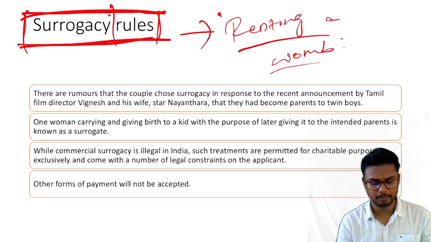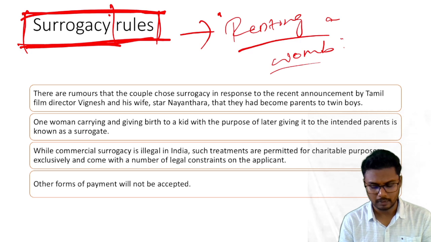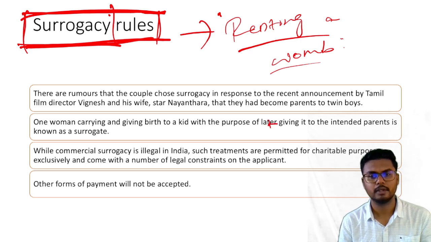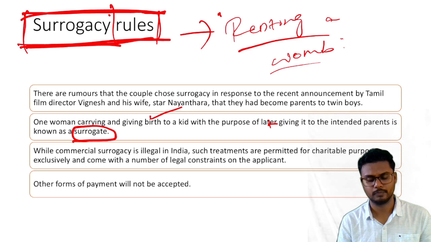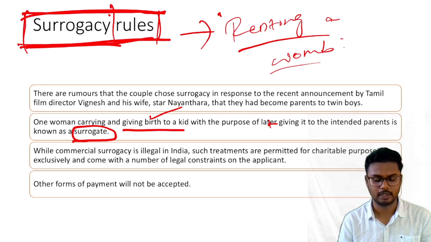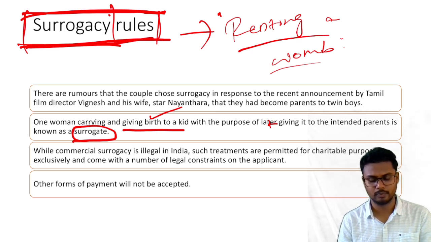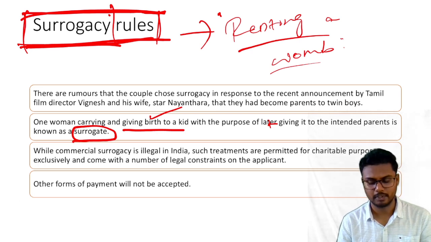Right. So basically, surrogacy means one woman carrying and giving birth to a kid with the purpose of later giving it to the intended parents. This is known as surrogacy. And the woman who is carrying the burden of giving birth to a kid is called a surrogate mother. So a surrogate mother is one who is carrying and giving birth to a kid with the purpose of later giving it to the intended parents.